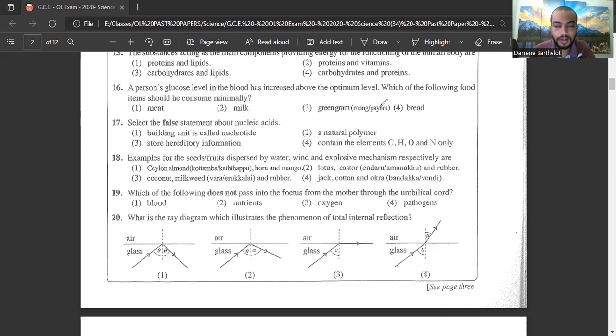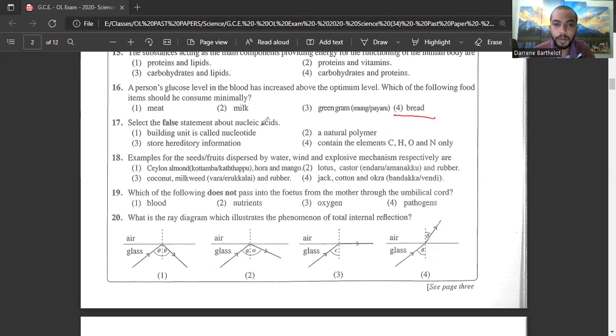Green gram and bread. Green gram mainly has maltose in it. Bread mostly has starch in it, right? So starch is a polysaccharide. So when you eat bread, polysaccharides can give a large number of glucose molecules. But in green gram, it is less than that. The one which gives the highest amount of glucose is the one that person should consume minimally. So the answer should be the fourth one. Bread is the answer.